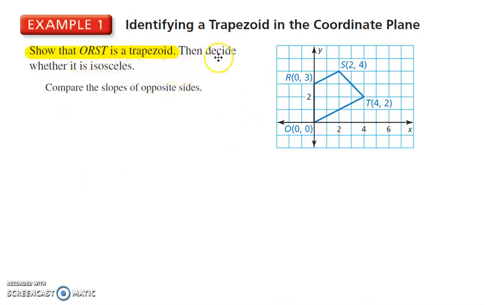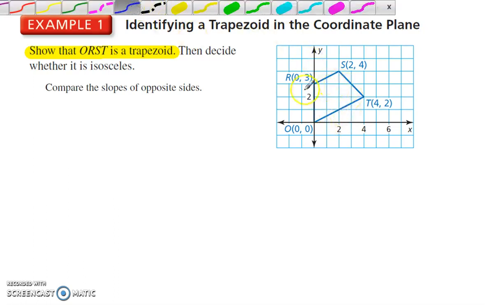Show that this is a trapezoid, then decide whether it's isosceles. In order to determine that it is a trapezoid, exactly one pair of sides has to be parallel. So it looks like it's going to be these two. Now one way you could do it, if you have a nice graph like this, I can see up 1 over 2, up 2 over 4. Both of those have a slope of 1/2, so those would be parallel.